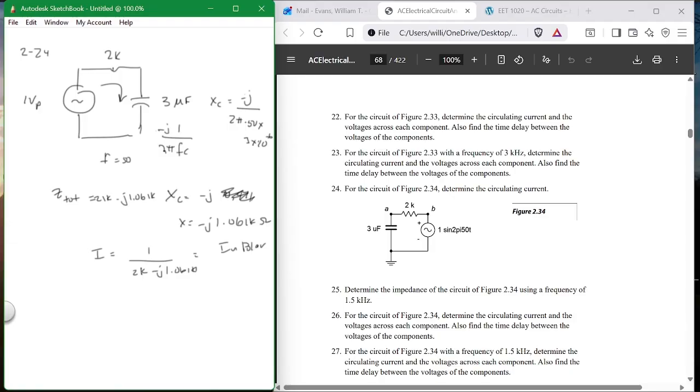Complex mode equals 1 divided by parenthesis 2,000 minus 1,061 i in parenthesis equals what? Option down 1 equals shift equals, so I get what? What is my current equal? 0.441 milliamps at angle 27.9 degrees.